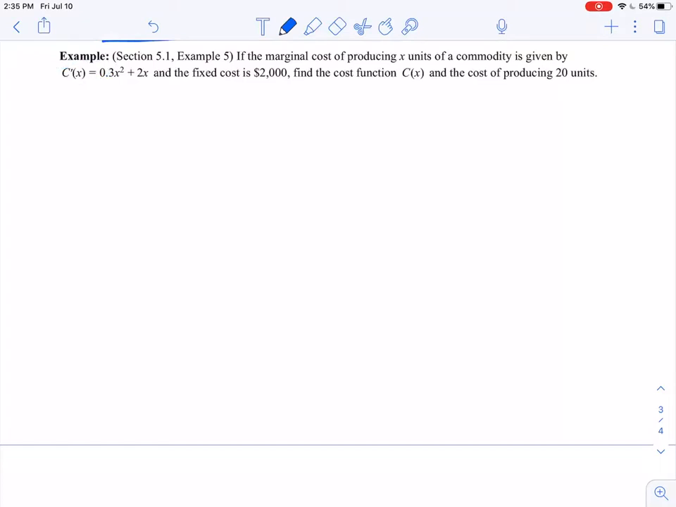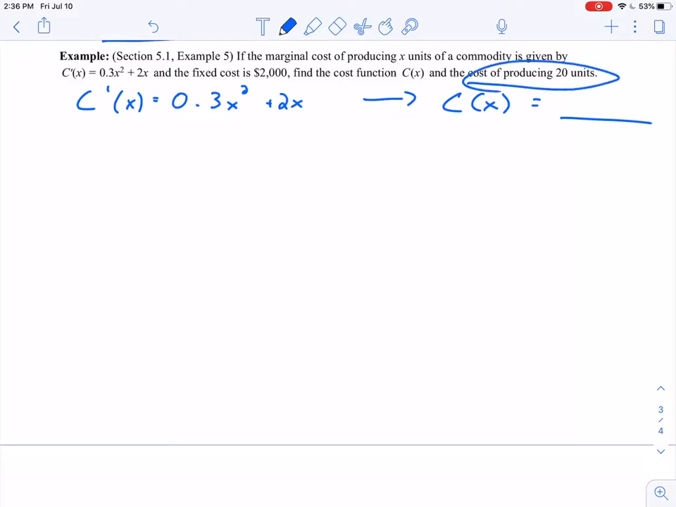We don't need to overcomplicate this. So I'm starting with c prime of x is equal to 0.3x squared plus 2x. I want to take this somehow and find c of x is equal to blah, and then the cost of producing 20 units. Once I have c of x, that'll be easy enough.